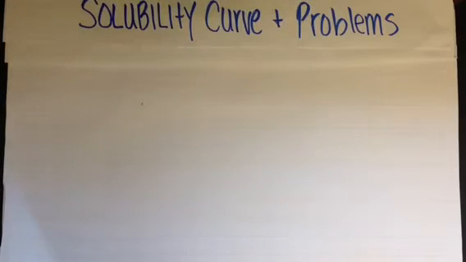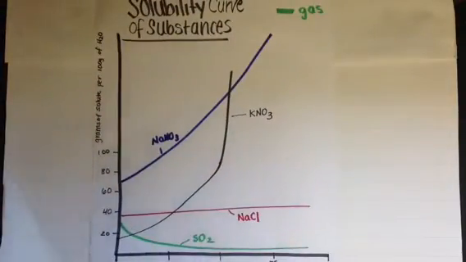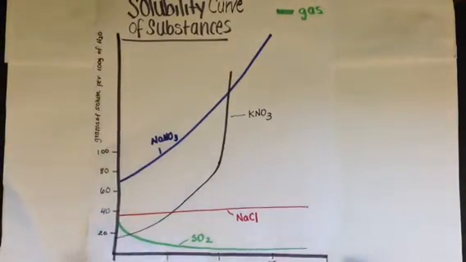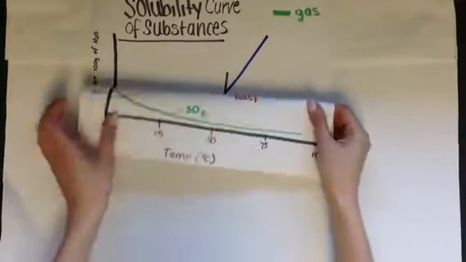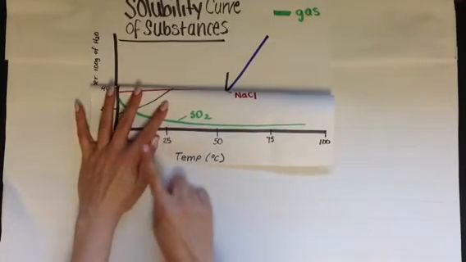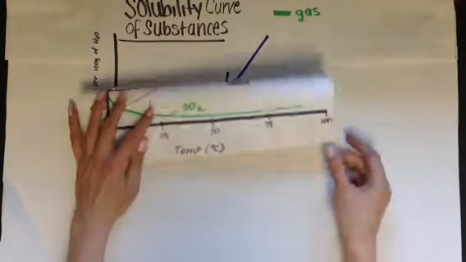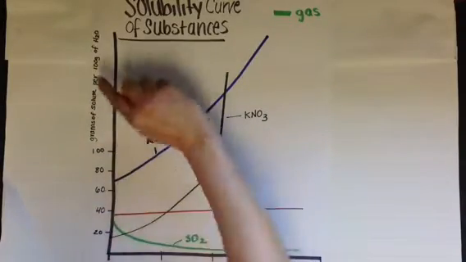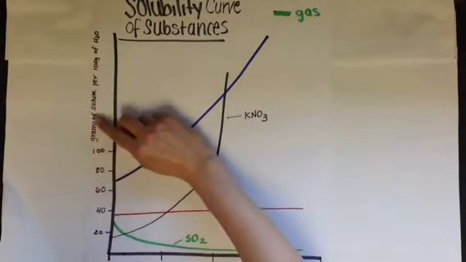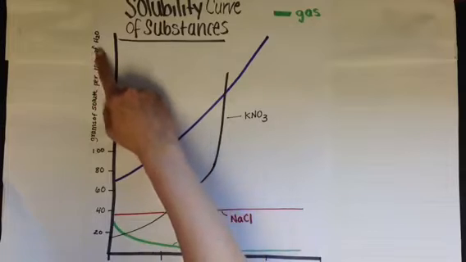This is a flip video about solubility curves and how to solve problems. If we take a look at our graph here, this is an example of a solubility curve. It's a graph that has many different substances on it, and if you read the axes, we've got temperature in degrees Celsius on our x-axis, and on our y-axis, something a little unique, grams of solute per 100 grams of water.